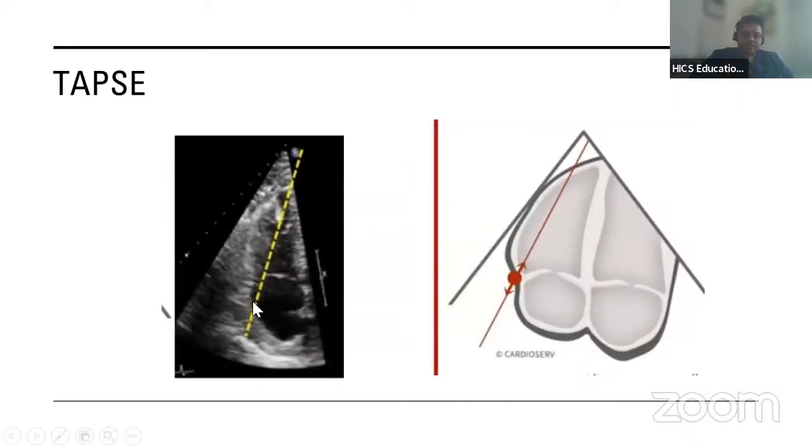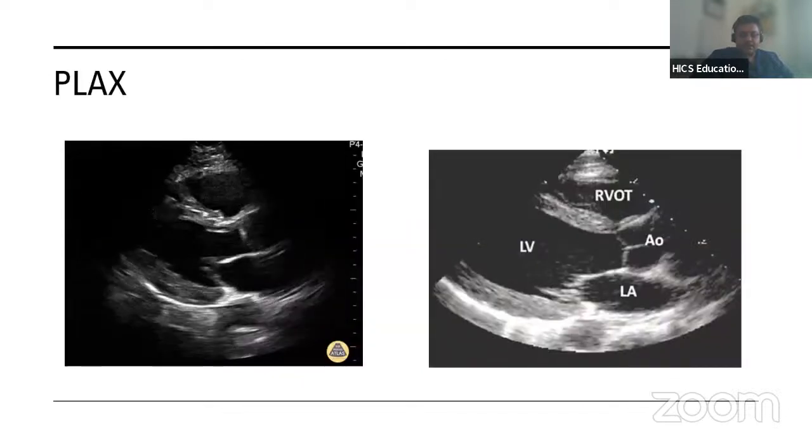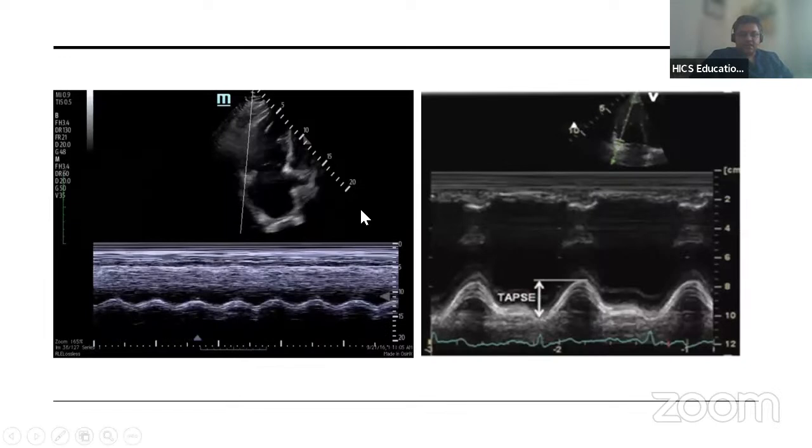So this is the view. You can see that we have identified the tricuspid annulus and put the M mode at the tricuspid annular plane. That's why it's called the tricuspid annular plane systolic excursion. So you can see that this is where we have put the probe, and we are running the M mode, and you can see that the excursion is measured on the calipers.